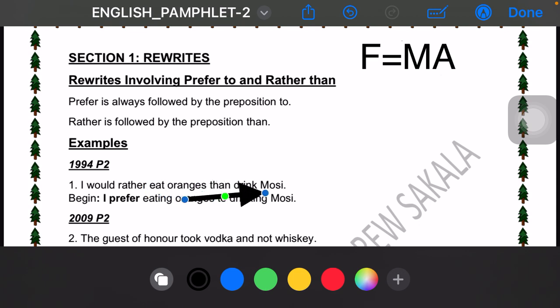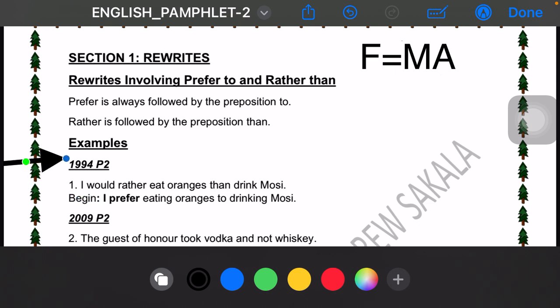Simply join the two sentences using what? To. If you start with I prefer. Hope these rules are clear. Now let's go to this rule here. Rather is always followed by the preposition than.